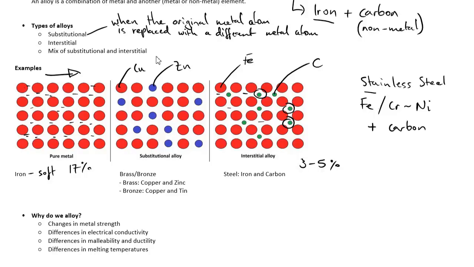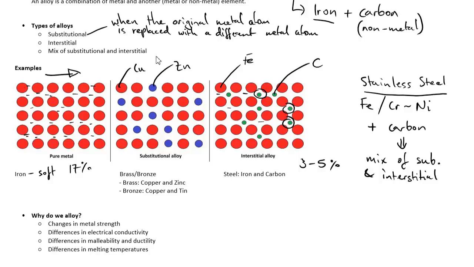Okay, so stainless steel, very important in cooking. A lot of utensils are using stainless steel, and this is the combination. So the chromium and nickel would be an example of substitutional alloying, and the carbon would be the interstitial. So this is a mix of both, a mix of substitutional and interstitial. Okay, so quite an important example as well. You may want to remember this one.